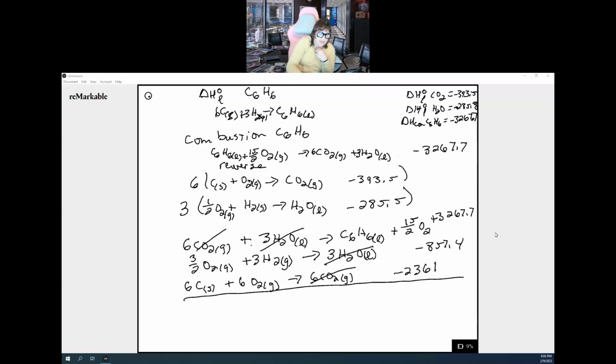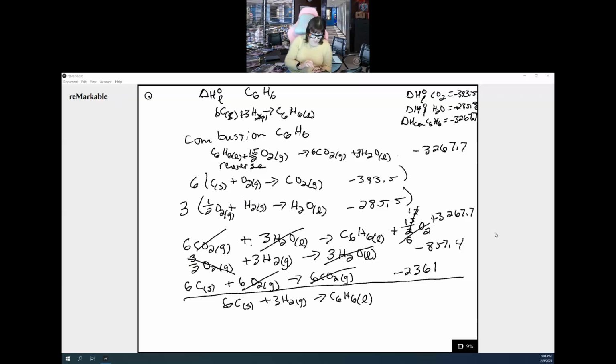Oh, I love it when you do this. All right, so I have 3 halves of an O2 here, and I have 15 halves of an O2 here. So I can cancel the 3 halves of the O2, and that leaves me with 12 over 2, which of course is 6. So that leaves me with exactly what I'm looking for, 6C plus 3H2 gas gives me C6H6 liquid.